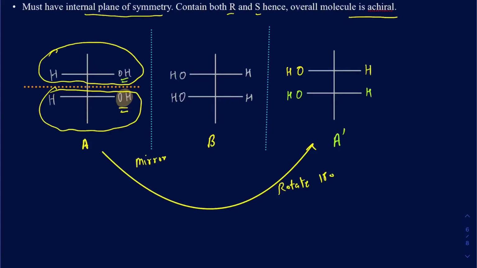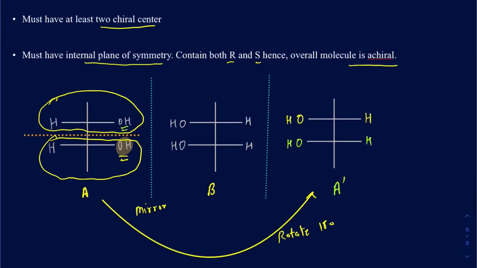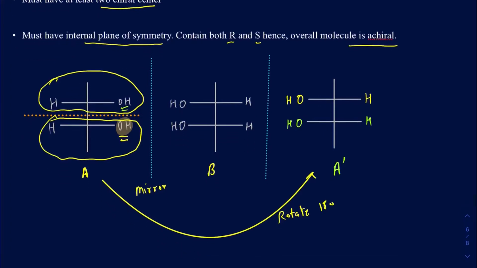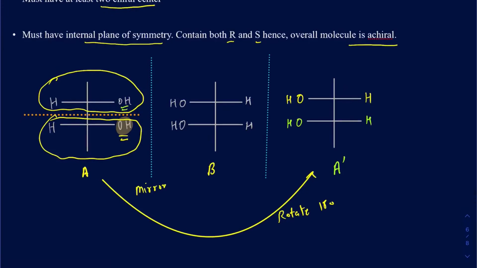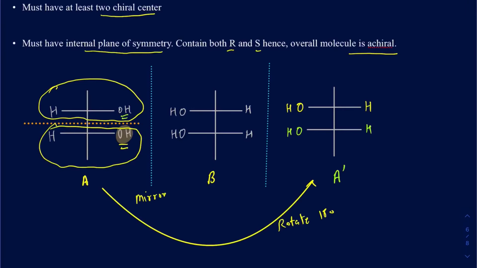It doesn't necessarily have to be the top and the bottom. You could have the left side of the molecule as a mirror image of the right side of the molecule. And that's what is going to be called an internal plane of symmetry. But then to confirm everything, you have to double check if you have R and S chiral centers in there. So I'm going to go ahead and figure out the chiralities on these chiral centers here.